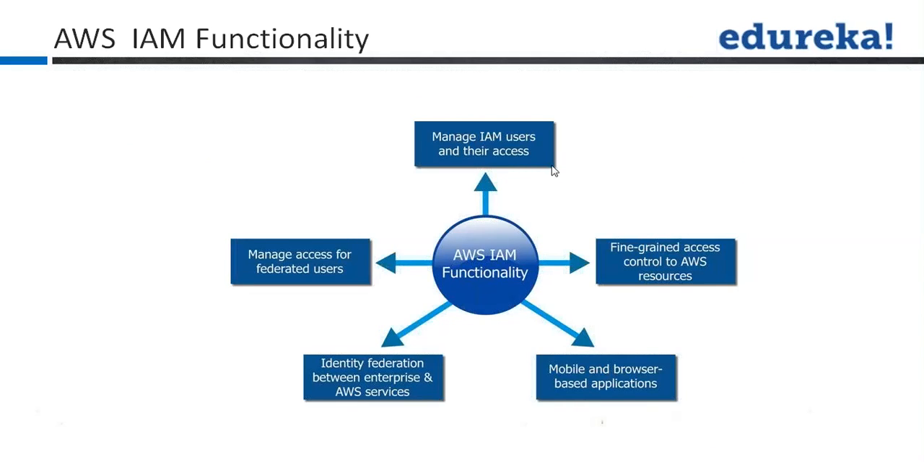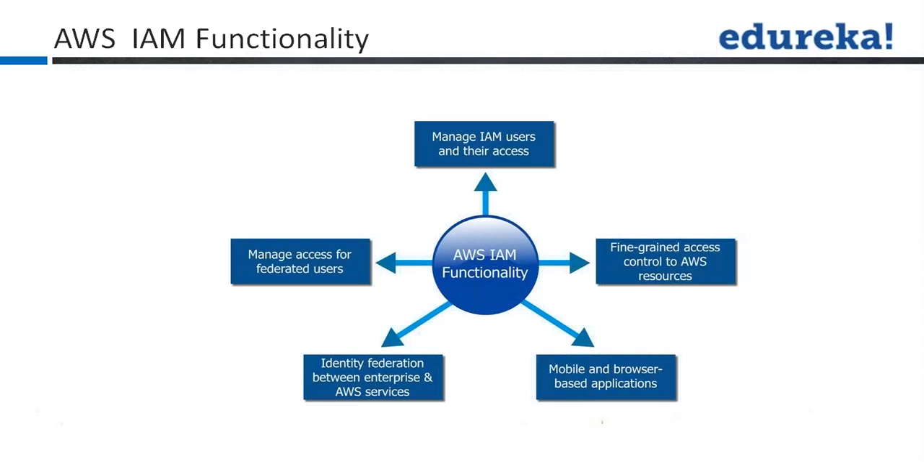So with IAM, you can manage your IAM users and their access. You can give them fine-grained access. The biggest advantage of IAM is that you can get very fine-grained control. If you remember for S3, we were talking about the access control list. When we see the access control list, it was very limited, where he can have complete access to the bucket or only read-only access.